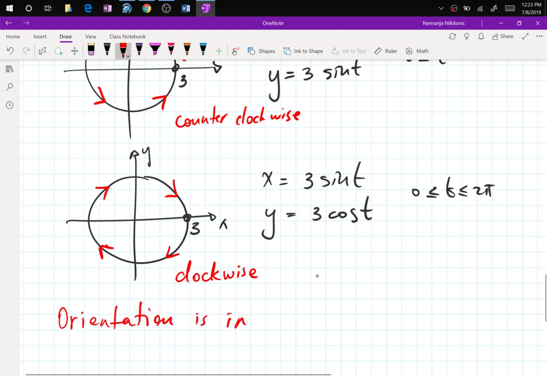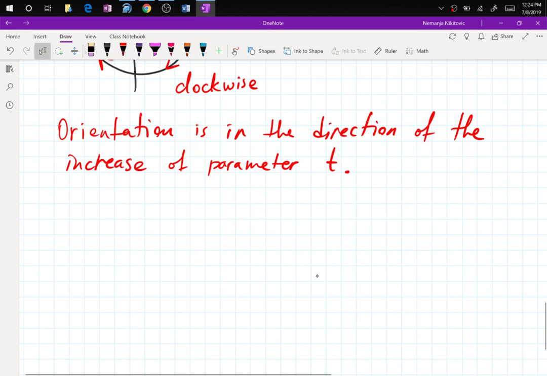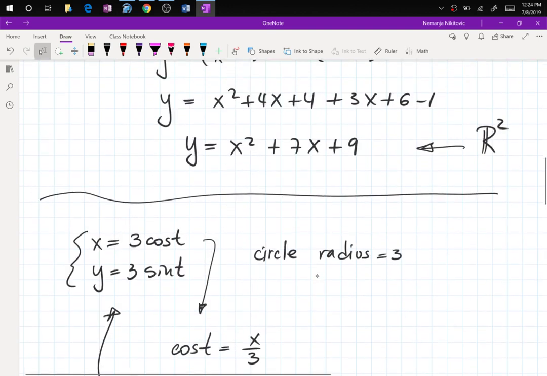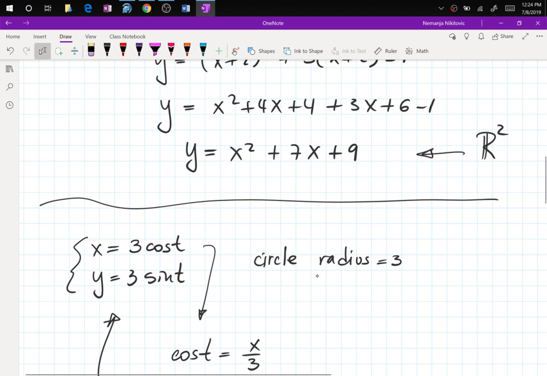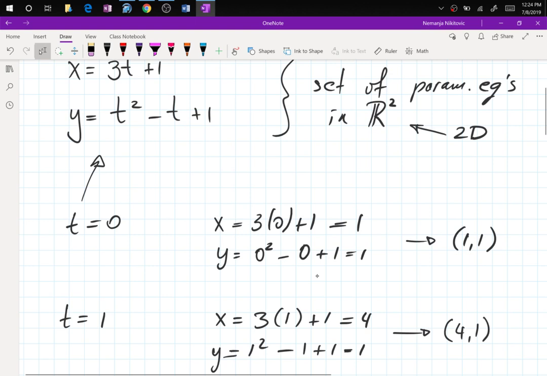Great. So that's our orientation, and we're done pretty much with parametric equations. They're not that special. They're very important, but they're not that difficult. By the way, this story here of me plugging in t equals 0 and t equals 1, you can do that to graph your parametric equations.